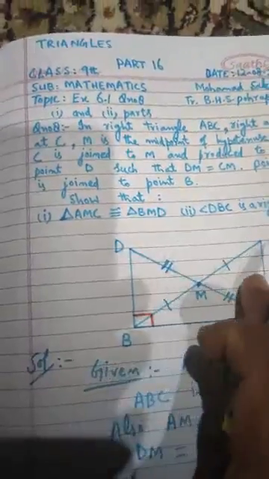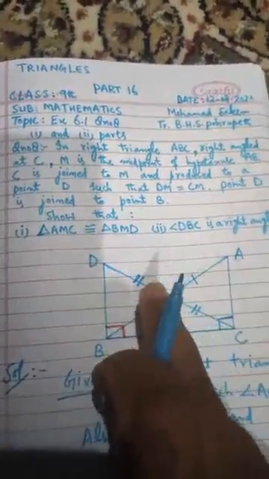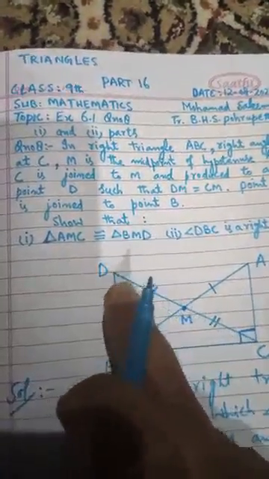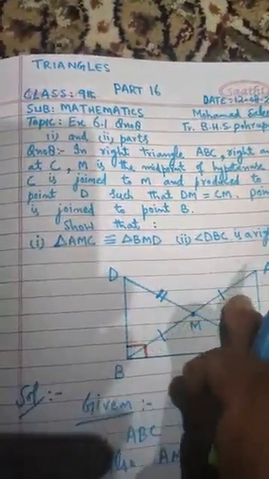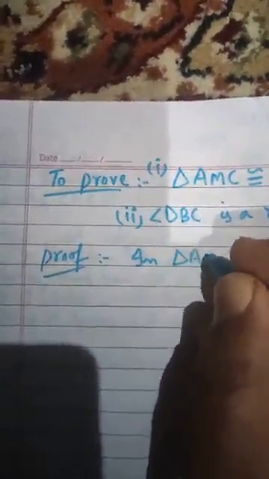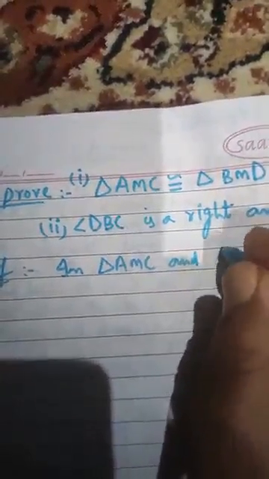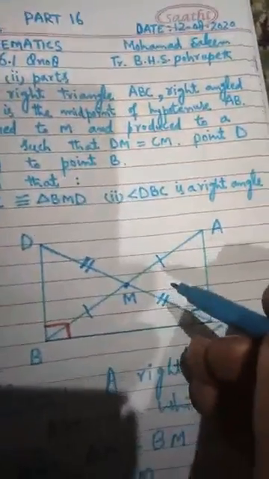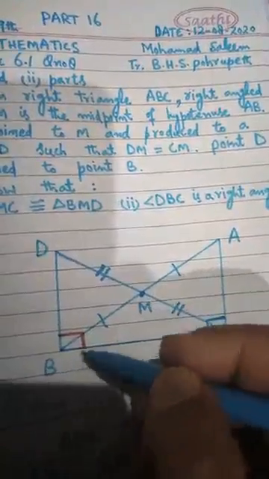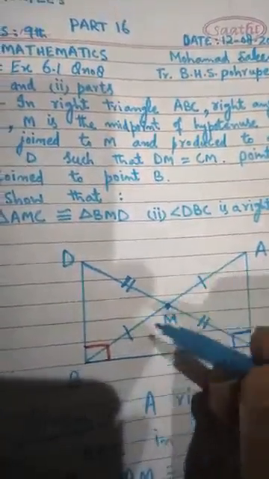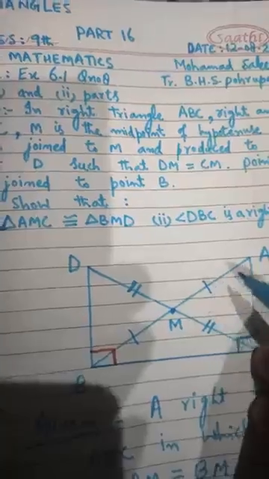So our proof, we will take these two triangles which are to be proved as congruent. We have to prove that triangle AMC is congruent to triangle BMD. We will take these two triangles and see what is common between these two triangles. In proof, we will write, in triangle AMC and triangle BMD. Now see what is common between these two triangles. We have AM is equal to BM. AM of this triangle and BM of this triangle, they are equal because M is the midpoint of AB. That's given. AM is equal to BM.